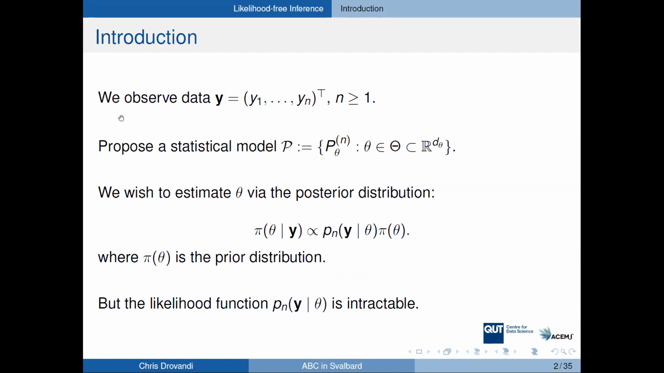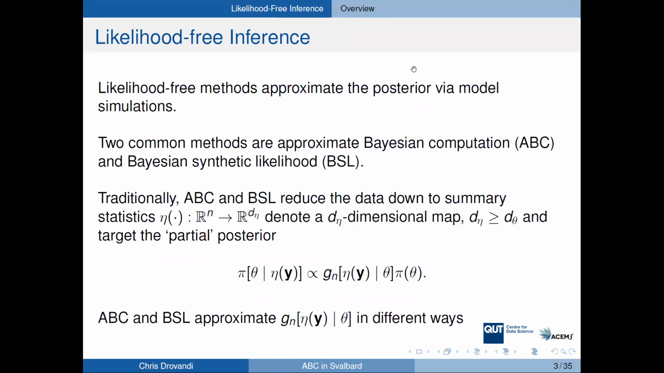Okay, so we just have an observed data set where we've got n observations, and we propose some statistical model for this data, which is parameterized by theta. And we'd like to obtain some kind of approximation to the posterior distribution, which is proportional to the likelihood times the prior. But for whatever reason, the likelihood function is not tractable to compute. And so therefore, we're going to resort to likelihood-free methods. In these methods, we make the assumption that we can generate simulations from our statistical model, and we use this in order to approximate the posterior in some way.